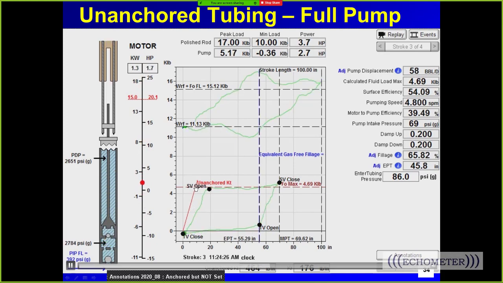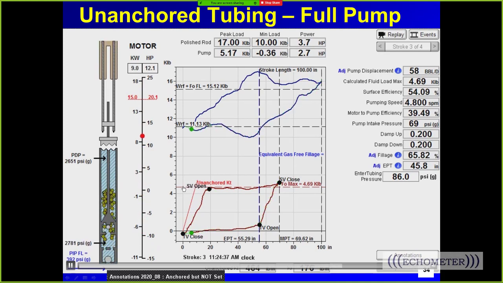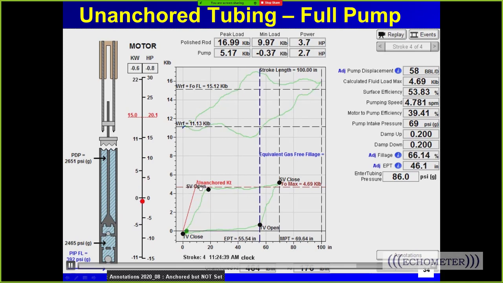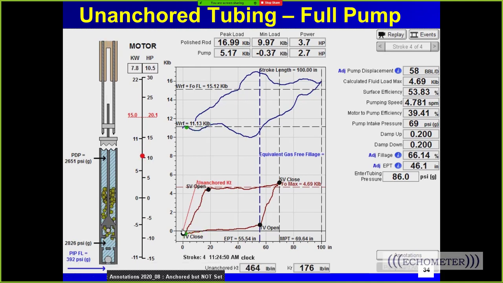Now, if it's unanchored, why isn't this line right here on that line? That's due to slippage. So this is slippage, and this distance from here to here is movement and lost downhole stroke due to tubing movement. So we can use these annotated reference load lines of tubing stretch and rod stretch to plot them on the surface and the pump card.